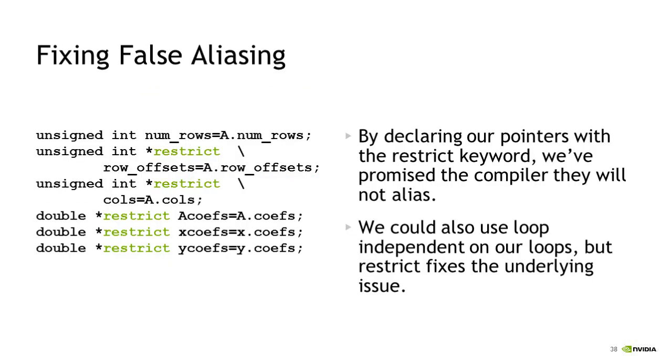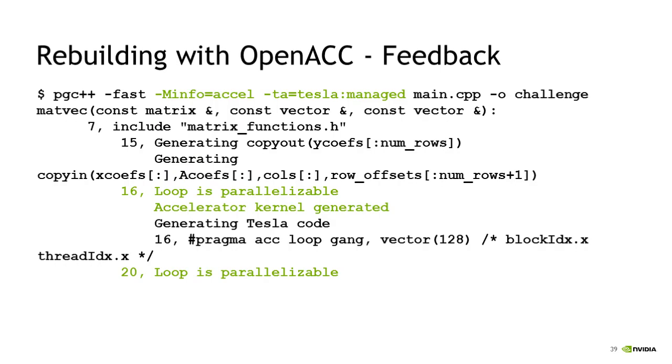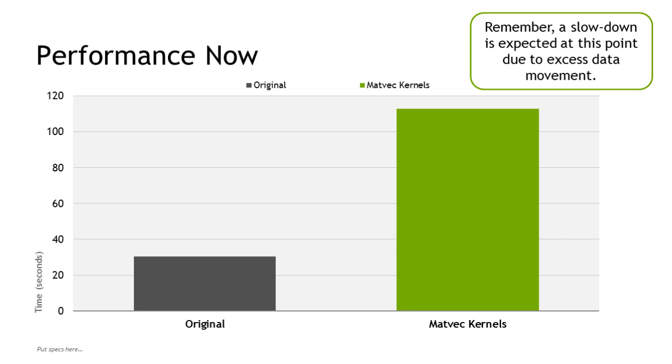All right, so let me rebuild the code now with that fix, and you can see things have changed. Now it's telling me, hey, that loop that you told me about, both of these loops are parallelizable. And so it's going to generate a parallel kernel for me. Now let's look at the performance. And just like last week, we see our performance actually slowed down.